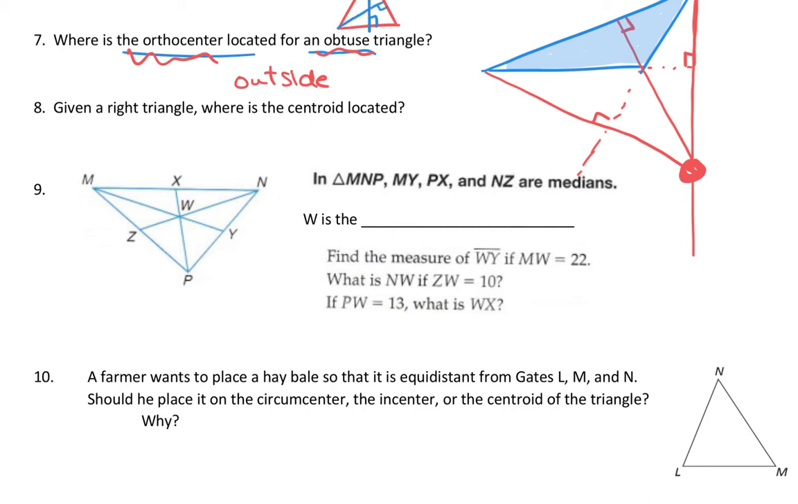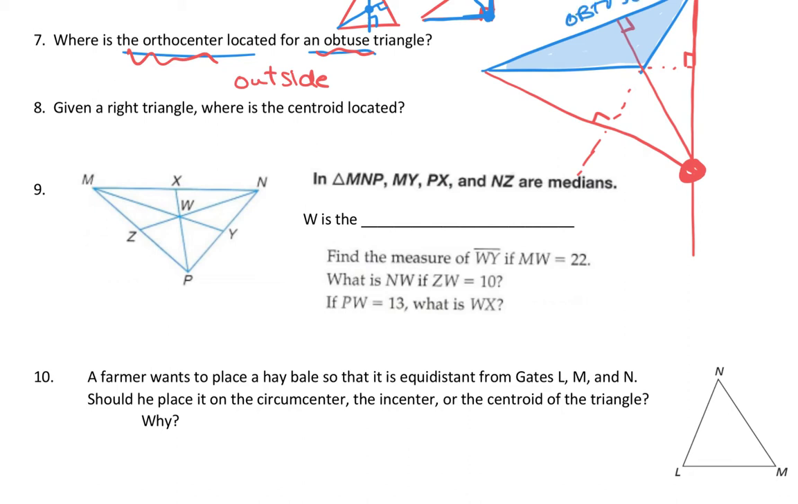You didn't have to. So on an acute triangle, the orthocenter would be inside, and on a right triangle, the orthocenter, I think it's located on the triangle. So altitude, altitude, altitude. Yeah, they would meet up on the right angle. So for an acute, looks like that. For a right, looks like that. For an obtuse, looks really weird.